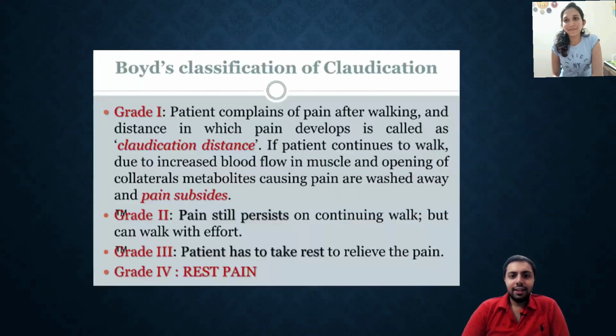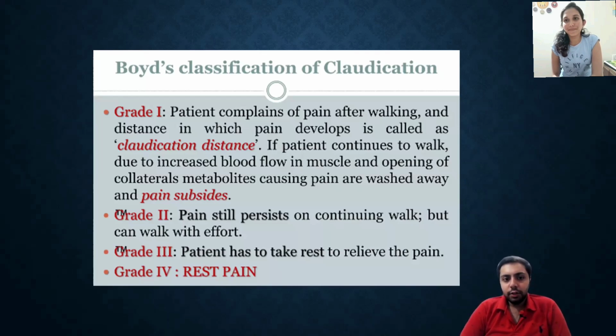So yeah, this is the Boyd's classification of claudication. You have to grade the patient whenever you see the patient. You have to grade 1, 2, 3, and 4. So in grade 1, what happens? The patient complains of a pain after walking, and you have to measure a distance basically. It is called the claudication distance.